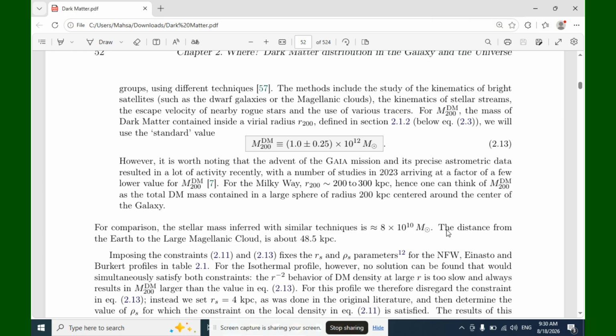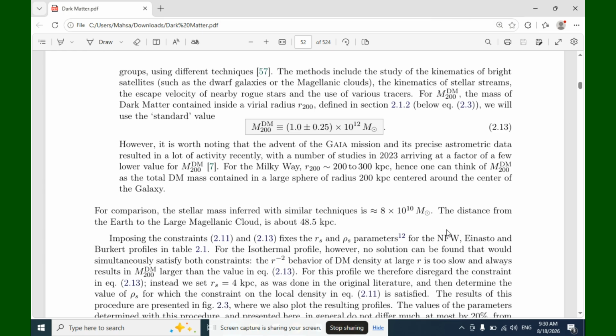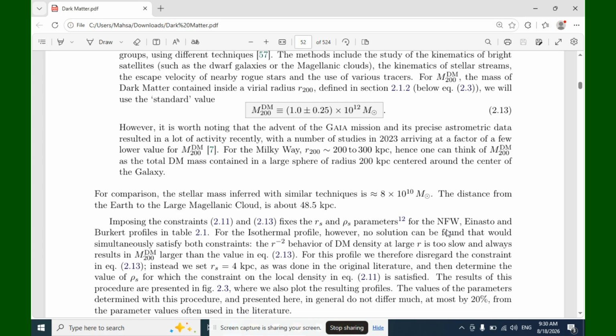For comparison, the stellar mass rate with similar techniques is about h multiplied by 10 to the power of 10, and the distance from the Earth to the Large Magellanic Cloud is about 48.5 kpc. Imposing the constraints 2.11 and 2.13 fixes the Rs and rho_s parameters for the Navarro-Frenk-White, Einasto, and Burkert profiles in Table 2.1.